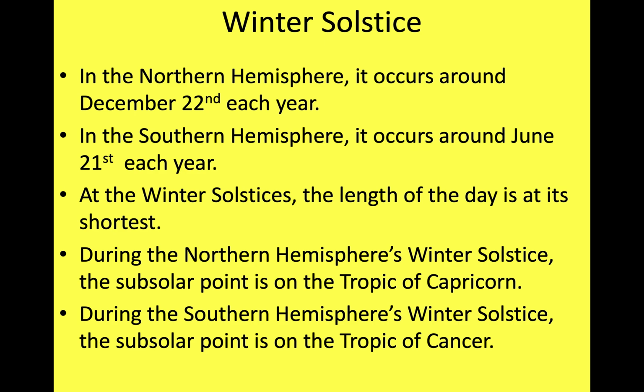When the southern hemisphere has its winter solstice, the subsolar point is on the Tropic of Cancer, which is the northern hemisphere's tropic. So again, I like to call it the game of opposites, because when you're trying to notice and remember which season is which, you kind of have to play this game of opposites to remember. If the northern hemisphere is having winter, of course the southern hemisphere is having summer.